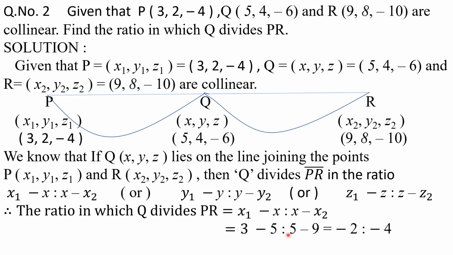Right. That is equal to, what will you get here? 3 minus 5. Yes, minus 2 is 2. What will you get here? 5 minus 9? Minus 4. Understood this step, my dear children? Right. That is equal to 1 is to 2. By simplifying this ratio, here minus gets cancelled. 2 ones are 2, 2 twos are 4. So 1 is to 2. This is the required ratio. Understood, my dear children? Right.